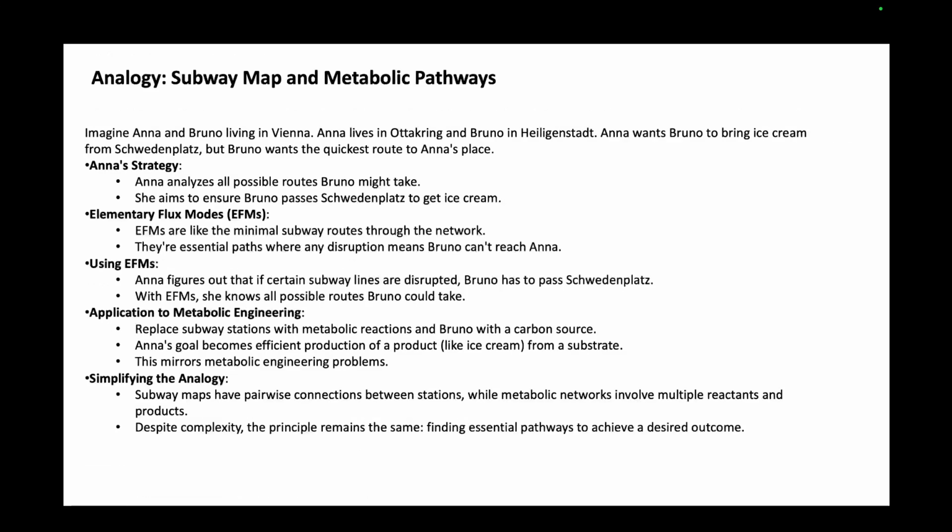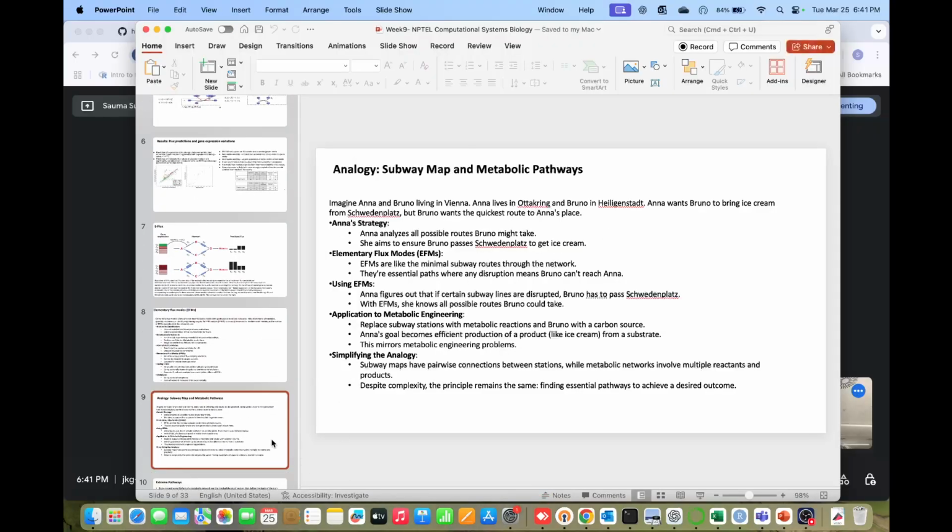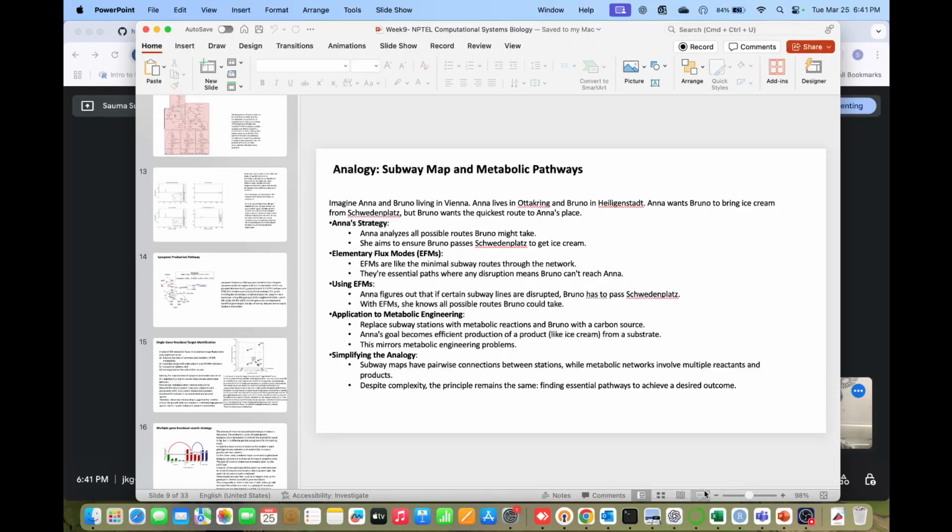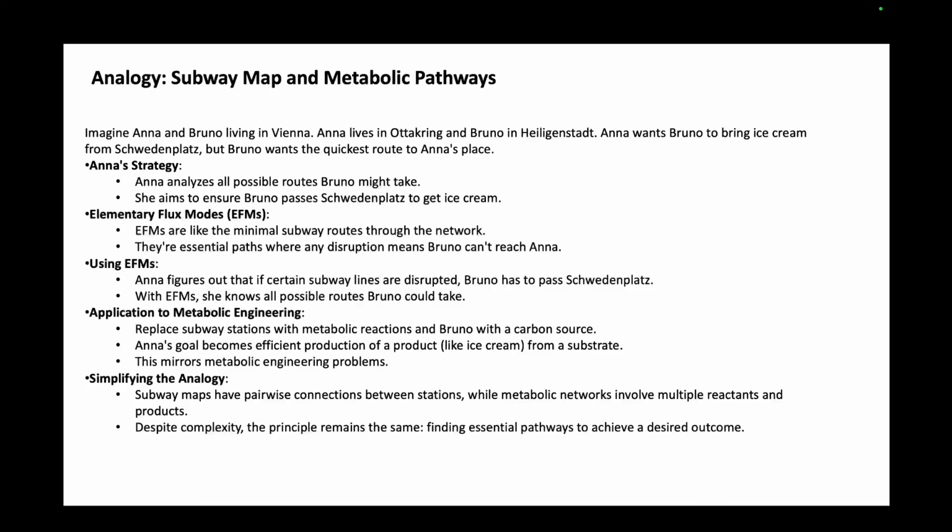So for that, I would like to give an analogy, and this is actually a very good analogy. I've taken it from a source that I don't remember, but you'll find this example on the internet. It's an analogy between a subway map and these metabolic pathways. Imagine two people named Anna and Bruno, living in a city called Vienna. Anna lives in Ottakring and Bruno lives in Heiligenstadt. These two people live in two different places. Anna wants Bruno to bring ice cream from another place, but Bruno wants the quickest route to Anna's place.